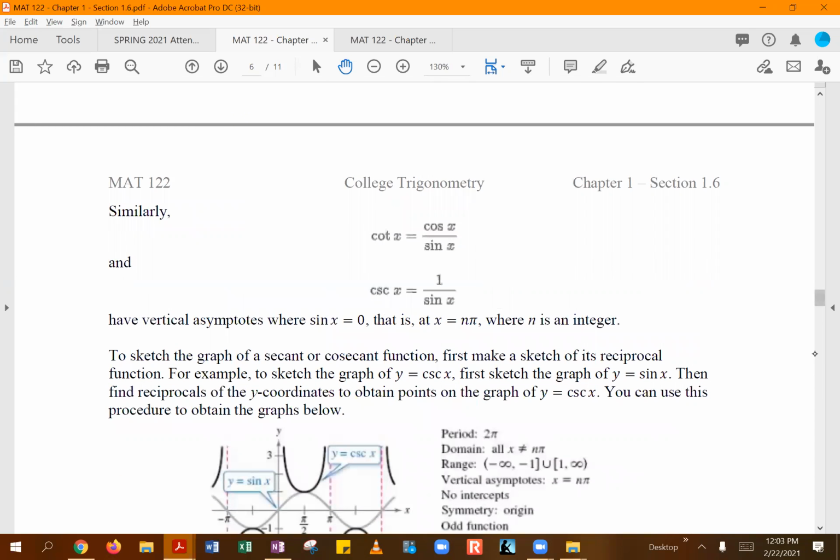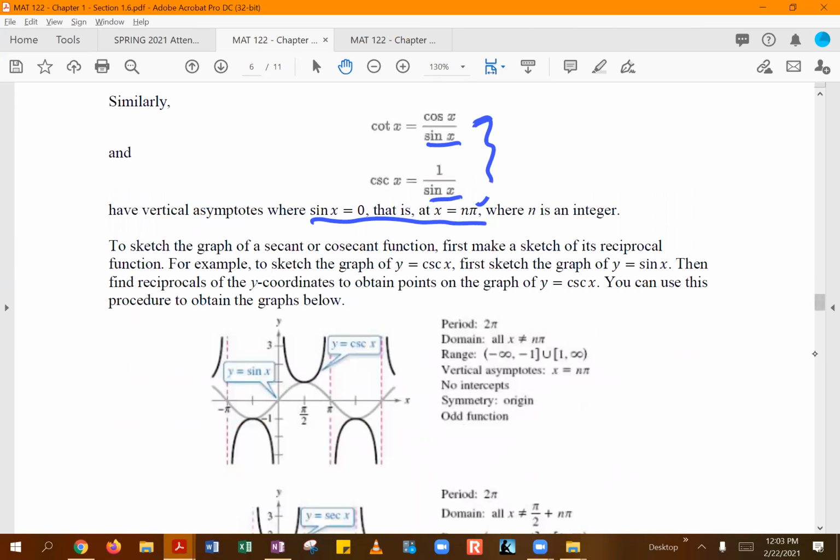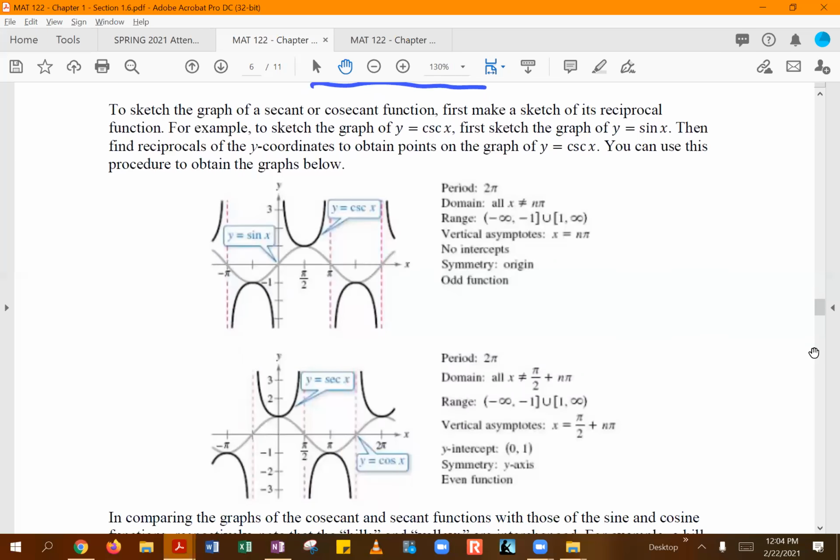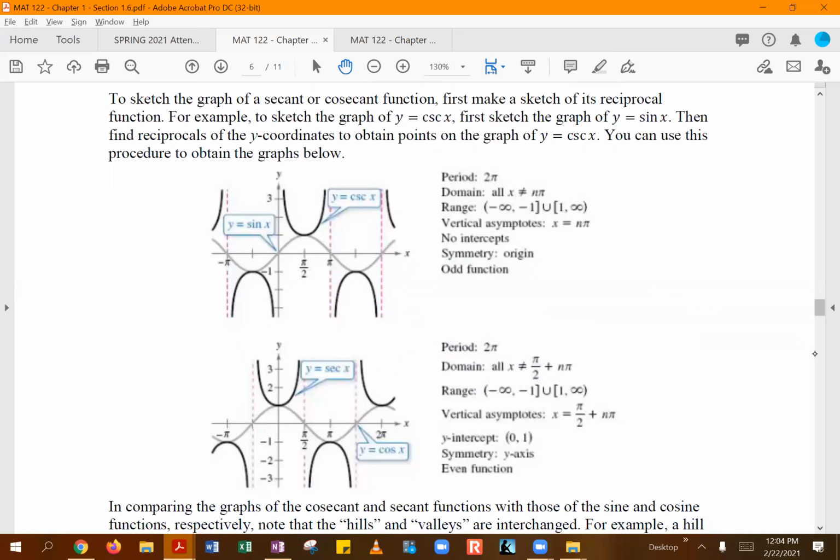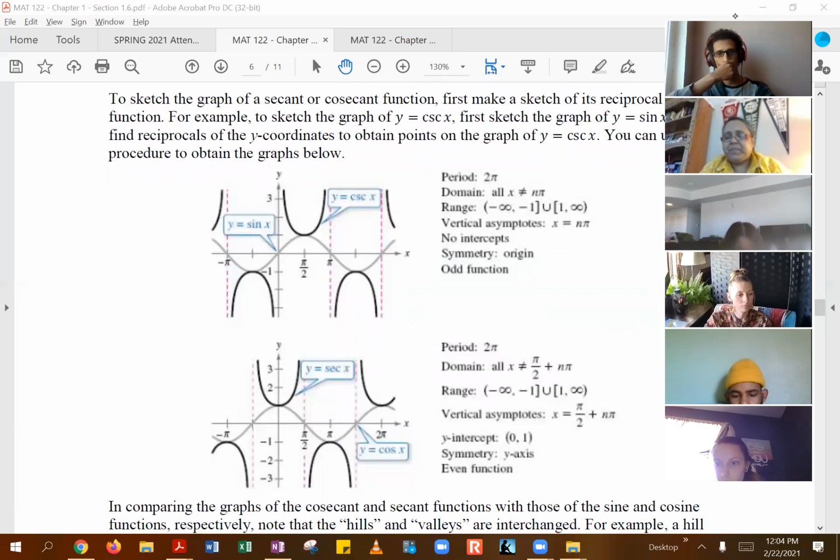And obviously you will see the same similarity between cotangent and cosecant, because both of these functions have a sine of x in their denominator. So whenever sine of x is 0, your function will have a vertical asymptote, or it's going to be undefined. Now look at how different your secant and cosecant functions look, because these are reciprocals of the sine and cosine functions.